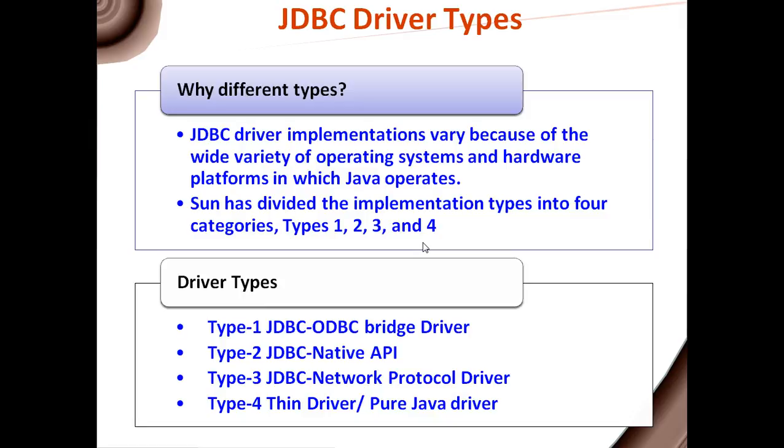And then type 4, which is of our interest, is called the thin driver or pure Java driver. We will go into the details as well as the code base, about how we make use of this type of driver. So this is in short the introduction about what JDBC is and what the different driver types are. In the next presentation we'll go into more details. Thank you.